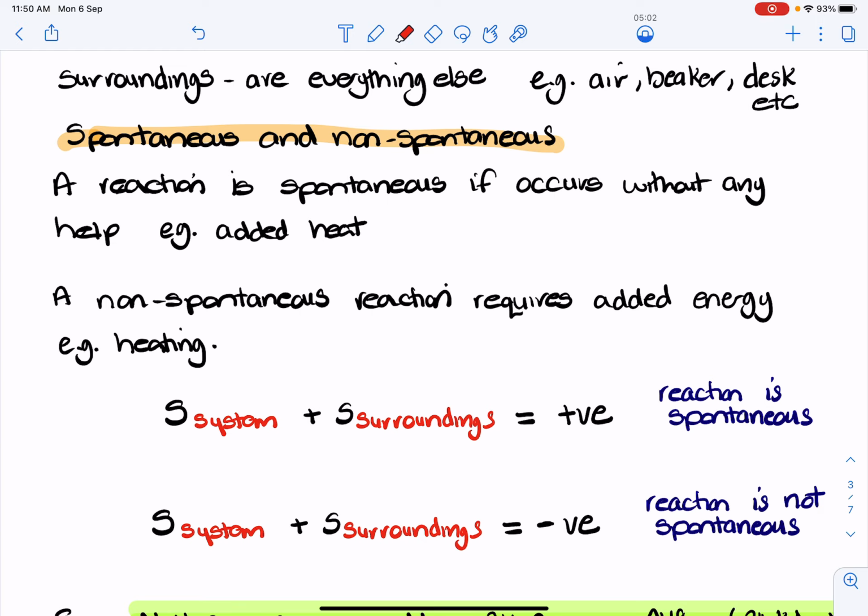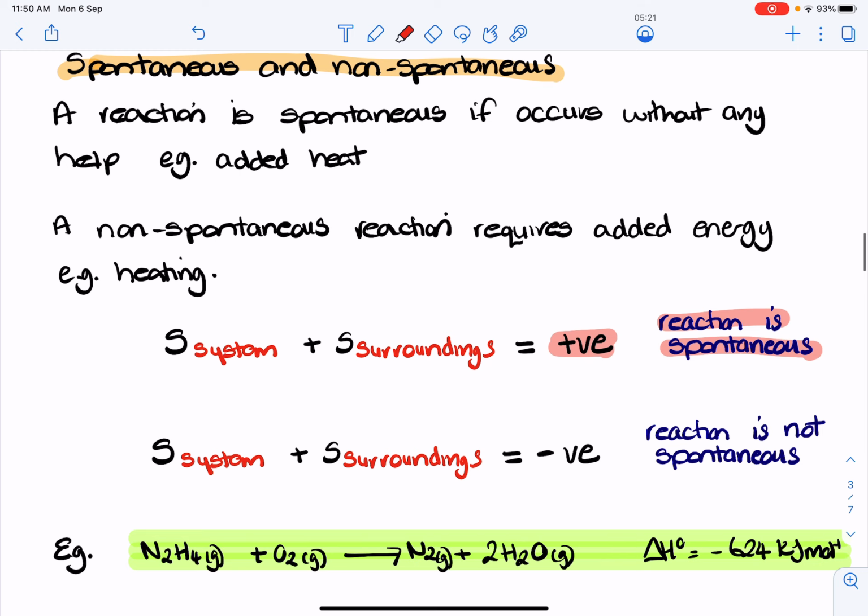So when we're trying to work out whether a reaction overall is going to occur, whether it's spontaneous or not, what we have to look at is when we put the entropy of the system and add that to the entropy of the surroundings, if we end up with a positive overall in entropy, then that means our reaction is spontaneous. If we add up the system entropy and the surroundings entropy, and we end up with a negative, that means it's not going to be spontaneous.